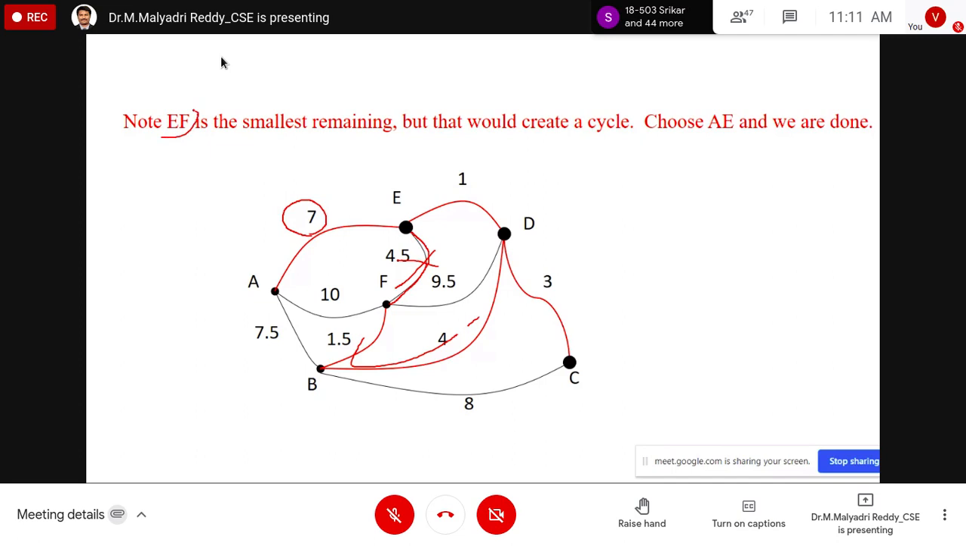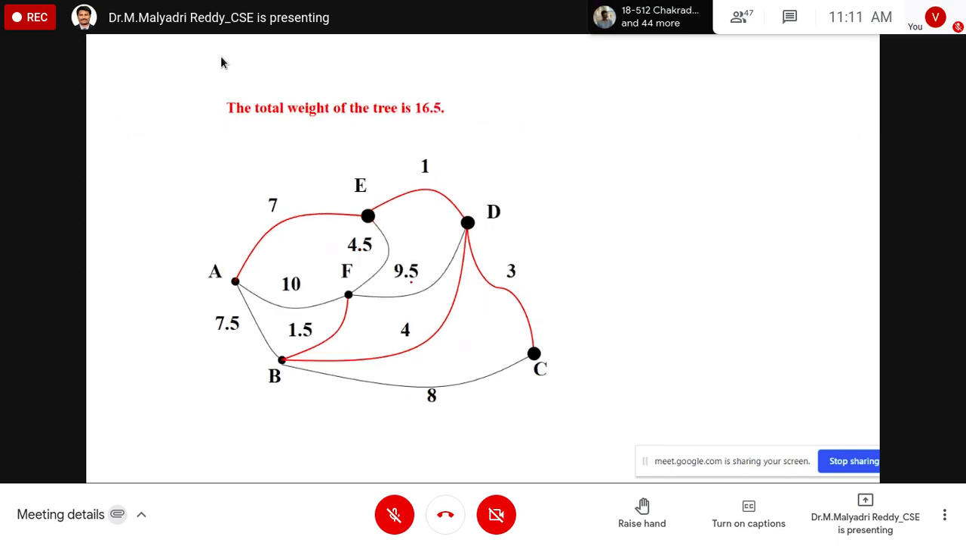The FE is the smallest remaining, but that would create a cycle. Yes. Next one is 7, after 7. That's all, the solution is complete. Yes. That is fine.